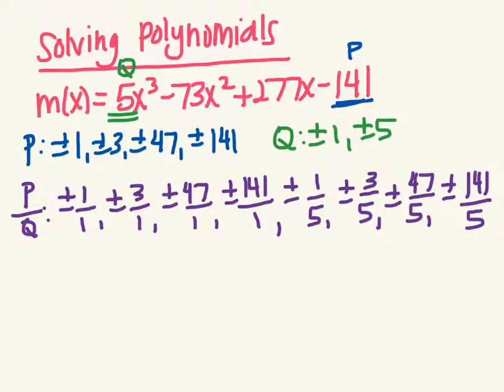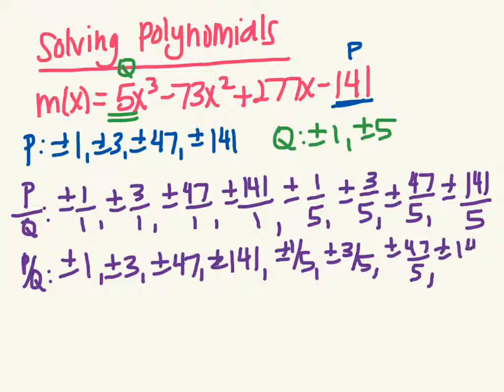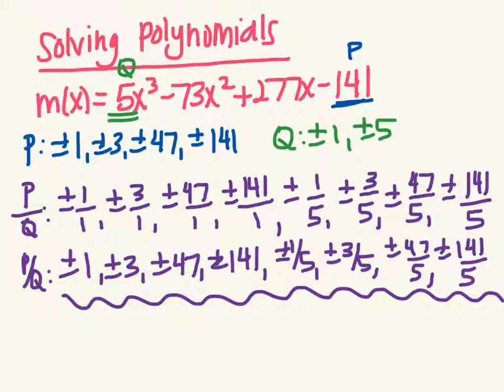Alright, so if we simplify this, the only possible rational roots for this are plus or minus 1, 3, 47, 141, 1/5, 3/5, 47/5, and 141/5. From this point, you're going to graph it in your graphing calculator, and make sure you're looking at a standard window, so -10 to 10, and then you're looking at this list, which is all of your potential rational roots. Those are the numbers that we have to use in order to use synthetic division. So we have to choose a number from this list where it crosses the x-axis.